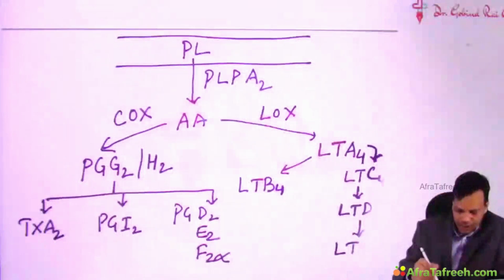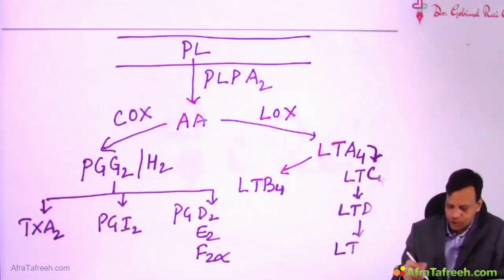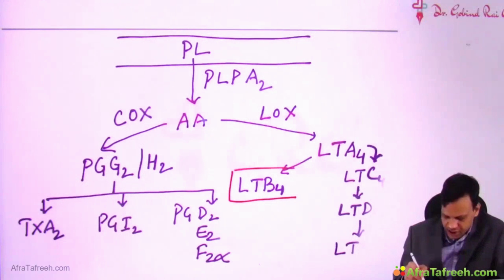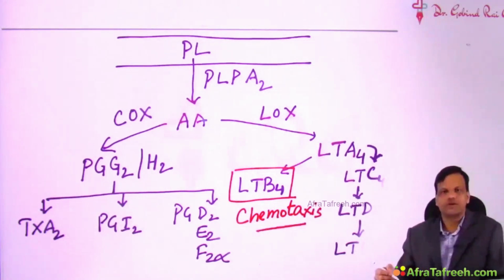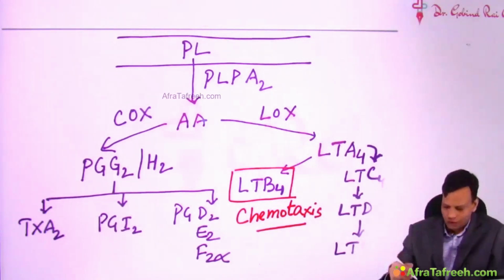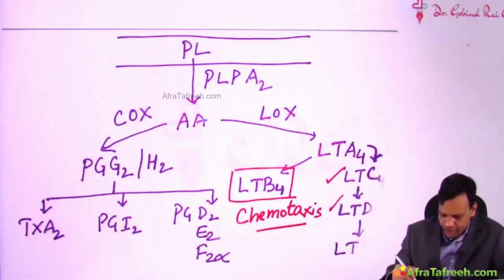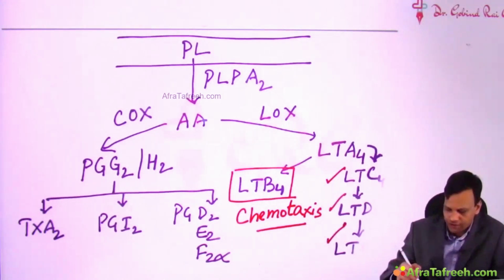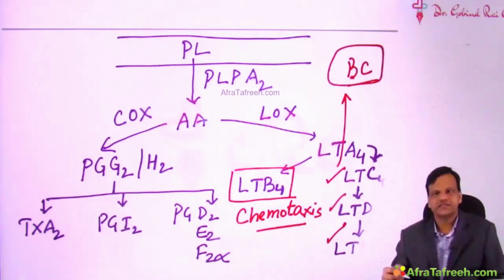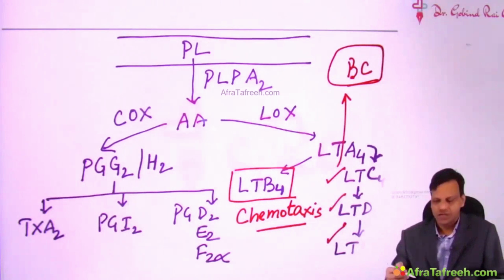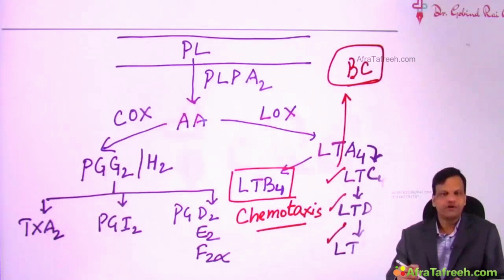Clear? Now coming to the action of these compounds, leukotriene B4, the major function is chemotaxis. So it is involved in causing inflammation. On the other hand, leukotriene C4, D4 and E4 are powerful bronchoconstrictors and they are major mediators in human bronchial asthma. C4, D4 and E4 are involved in bronchial asthma. B4 is involved in inflammation.